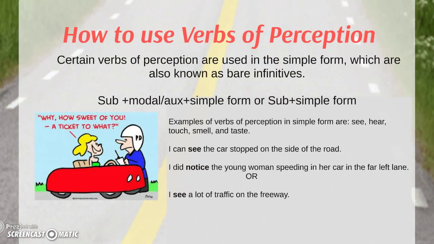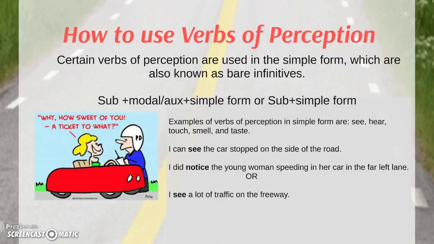So how to use verbs of perception? Certain verbs of perception are used in the simple form, which are also known as bare infinitives. You will see the sentences constructed in one of 2 ways: subject plus modal or auxiliary plus the simple form of the verb, or just a subject and the simple form of the verb. Examples of verbs of perception in simple form are see, hear, touch, smell, and taste.